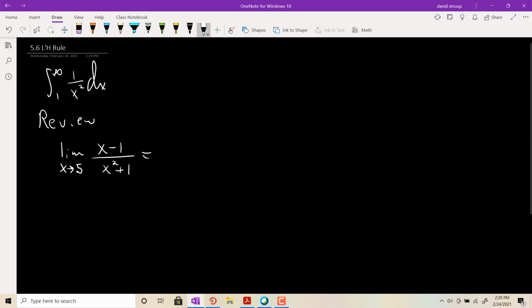So the way to figure these out, and it's equivalent to a condition of continuity, right? If you just plug the number in and you get some output, basically the function is continuous there, and the limit is equal to f of x, or in this case f of 5. So to figure out this limit, you just plug in 5, so you get 5 minus 1 all over 25 plus 1, which is 4 all over 26, which is 2 over 13.